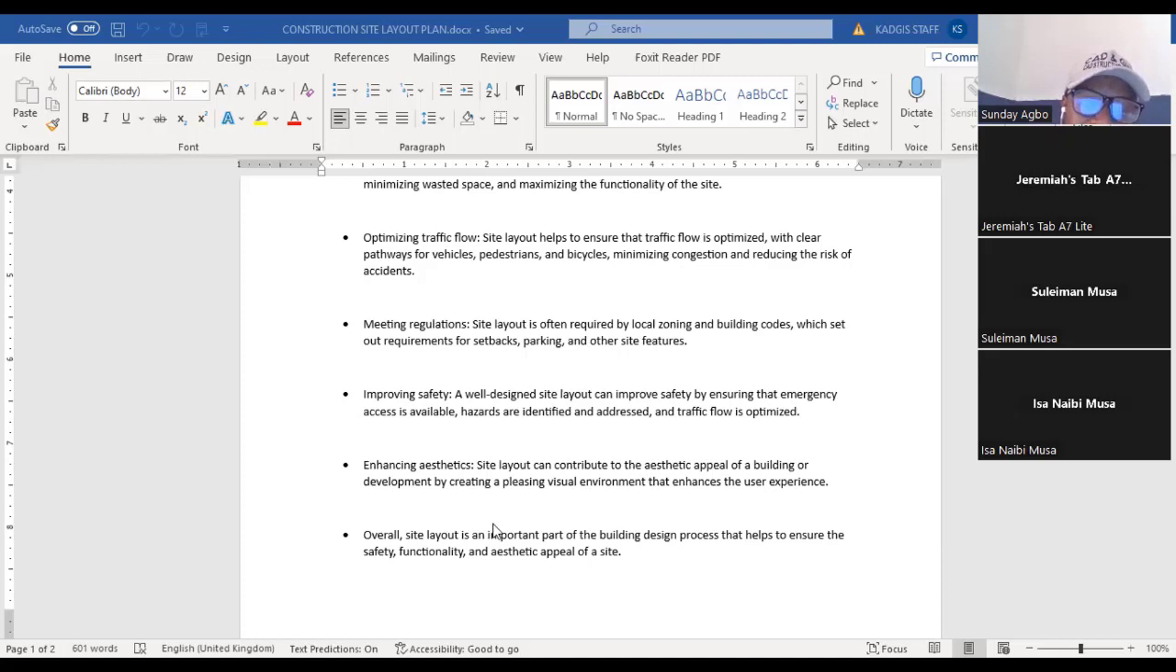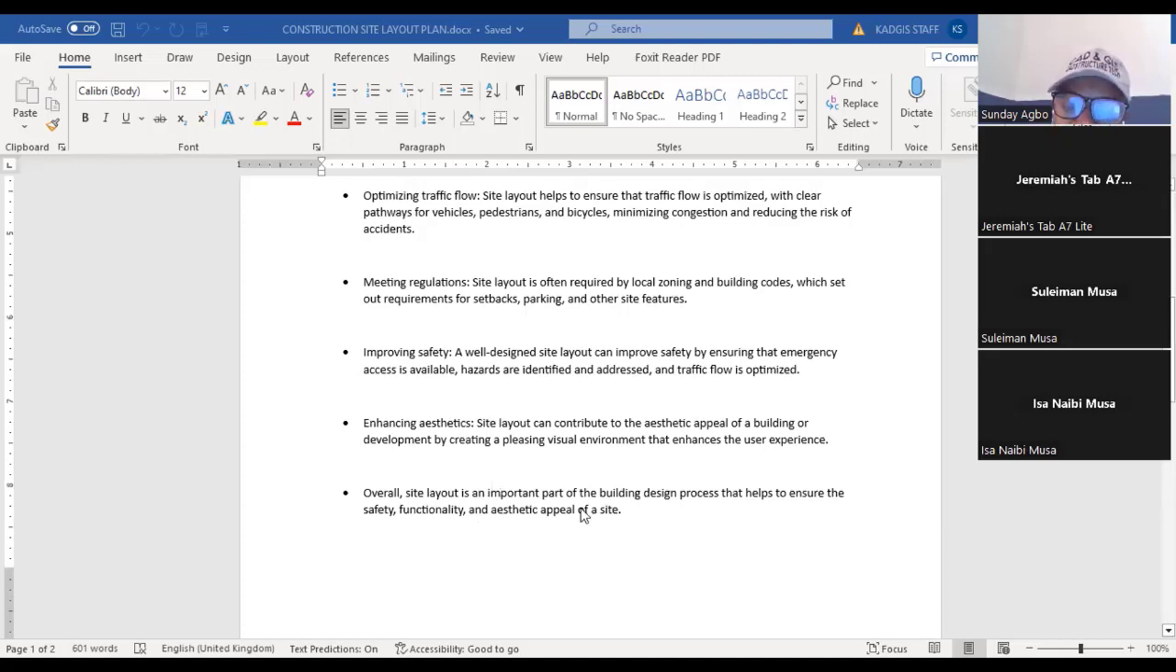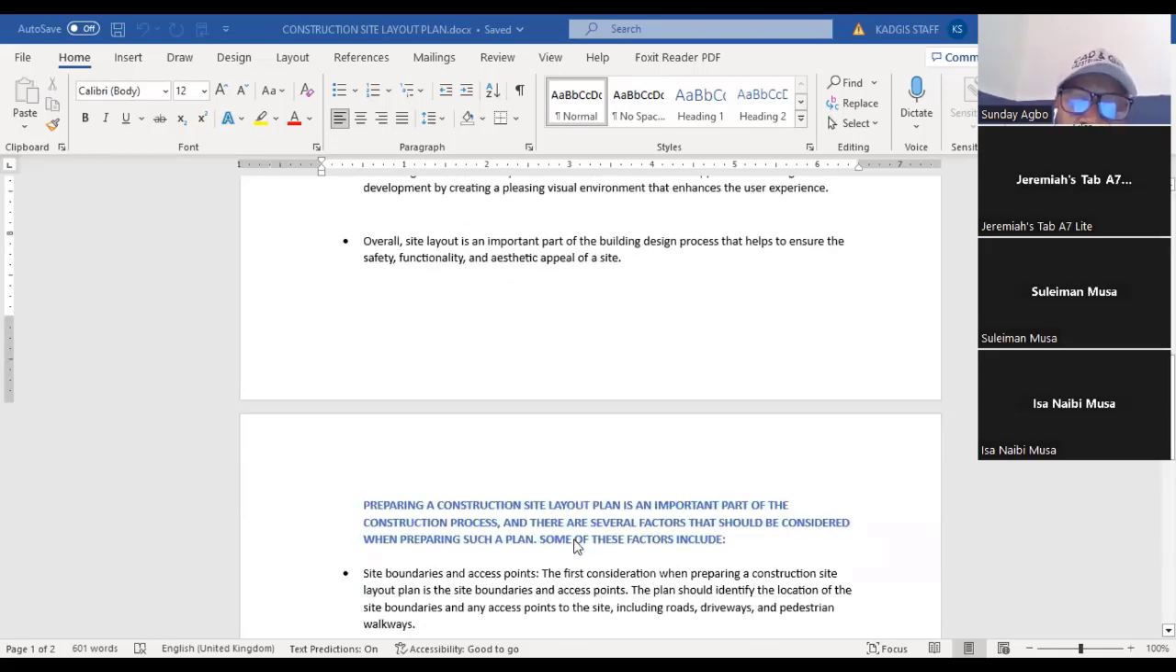Okay. Then overall, site layout is an important part of the building design process that helps to ensure the safety, functionality, and aesthetic appeal of the site. So now, preparing a construction site layout plan is an important part of the construction process, and there are several factors that should be considered.